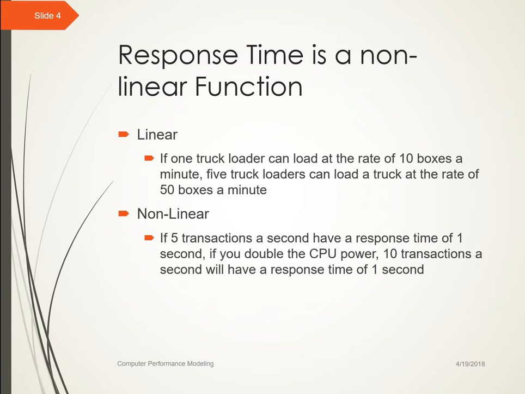If you look at workloads such as someone who's loading a truck, and they're loading 10 boxes a minute and you want to load 50 boxes a minute, then it's a linear function. You add 4 more truck loaders, you can load 50 boxes a minute. But that's not how it works with computer performance, because what you're talking about is a single resource or a set of single resources, each of which has a queue. And you have requests for work that show up in a random manner. And you cannot assume, as I'm showing here, that if you had 5 transactions a second with a response time of 1 second, and you double the CPU power, you could do 10 transactions a second and still remain with your 1 second response time.